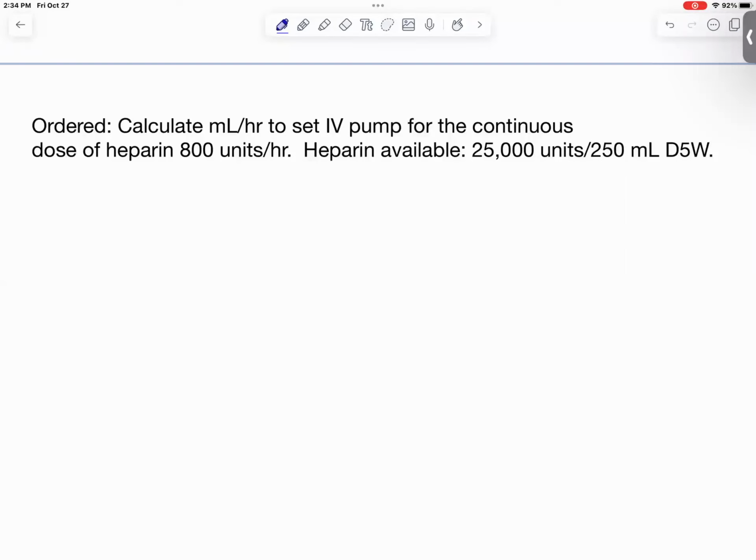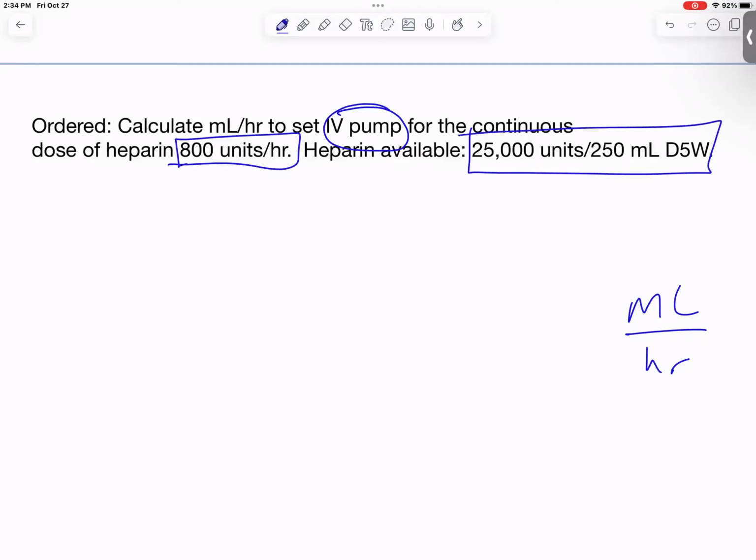All right, so they are starting with calculate milliliters an hour. So there's my wanted right up front. To set an IV pump for a continuous dose of heparin 800 units an hour, and the heparin is labeled 25,000 units in 250 milliliters. So we are going to be running something through an IV pump. So we're solving for milliliters an hour, plus it tells you milliliters an hour.